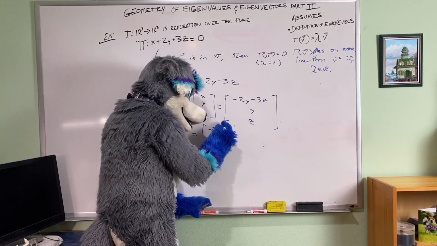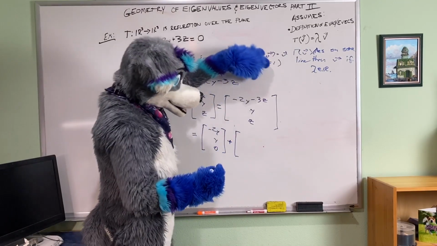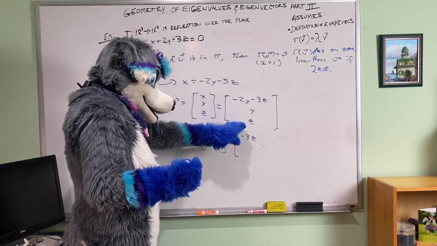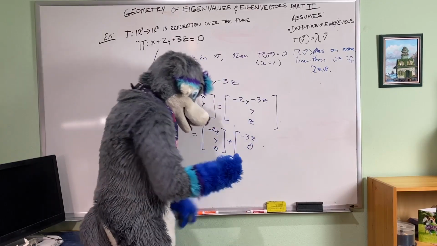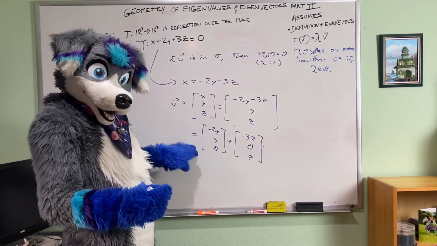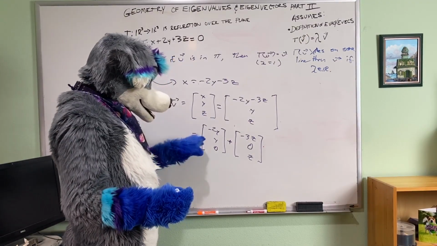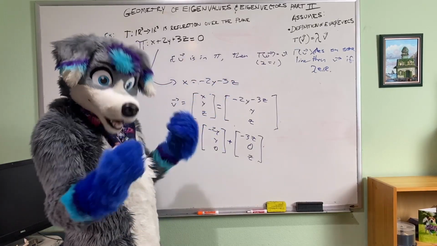So let me finish writing this. You can see plus, then I have -3z. Then I've already taken care of the y, so this is 0. And then I have z. Do you see how I broke that up like that? If you have any questions, leave a comment in the description. But if you add these two vectors, you can see that you get the same thing. So I've just rewritten it.